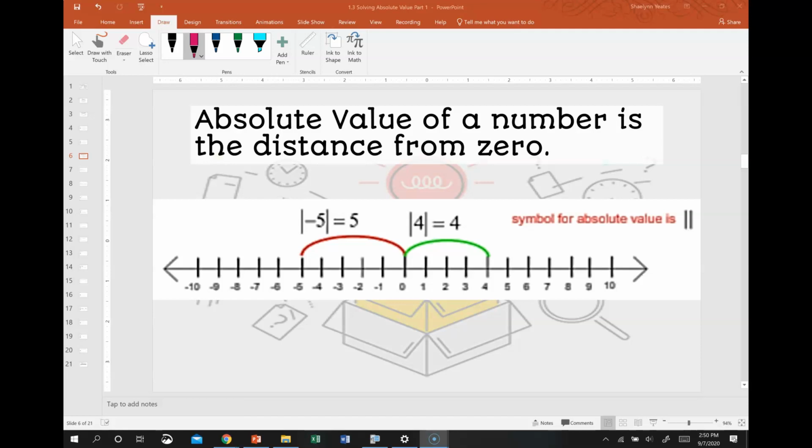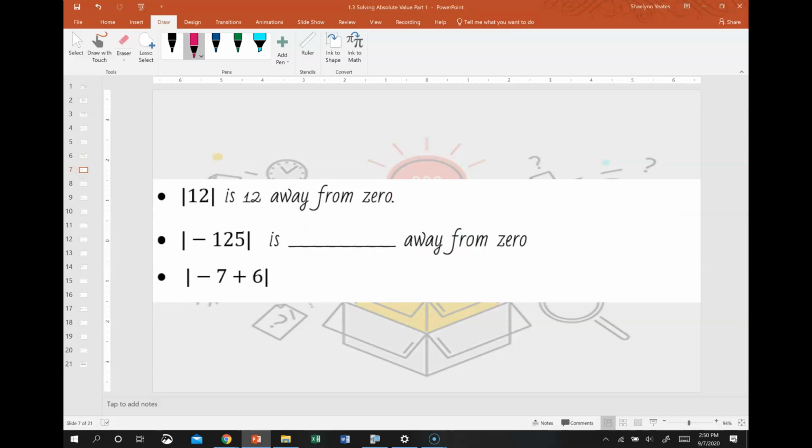If you start thinking about absolute value in this way, it'll make finding the absolute value of more complicated numbers a lot easier. Okay? So right here, I'm just going to start thinking 12 is 12 away from 0. So absolute value is 12 away from 0. The distance of 12 is 12. Okay, the distance of negative 125 is 125 away from 0. Or the distance of negative 7 plus 6, remember that negative 7 plus 6 is just going to be the absolute value of negative 1, which is 1 away from 0.